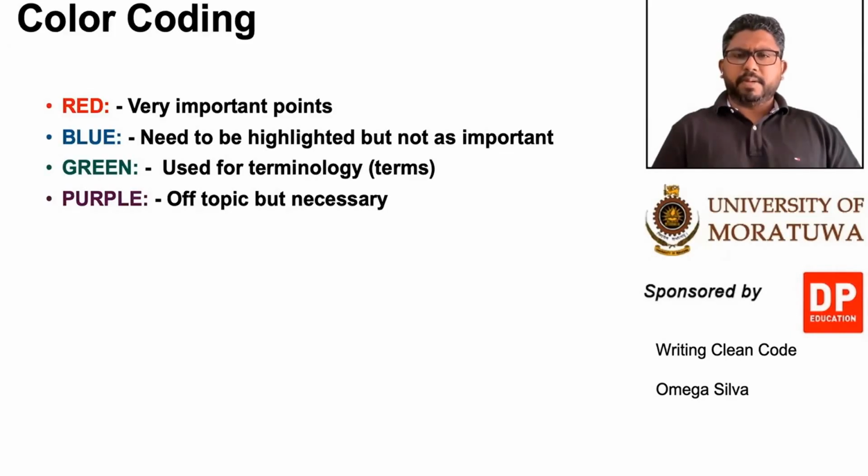Before we proceed, let's understand the color coding that we have used. As you may already know, red text means important points that we want to include. Blue means also important points. Green text we have used to indicate terms and terminology. Purple is content which is slightly off topic, yet important to cover certain concepts. Now you understand our color coding. Let's start today's session.